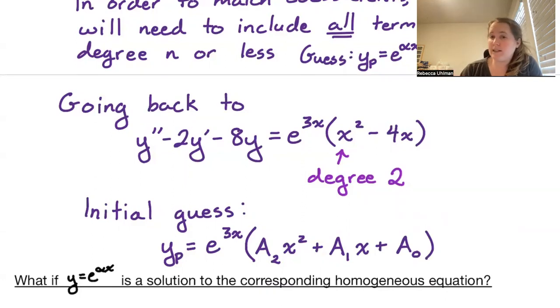When we go to differentiate, the first derivative would still have a degree 2, degree 1, and constant term. And the second derivative would still have a degree 2, degree 1, and constant term. And that will allow us then to force the equation to work out when we plug it into our differential equation.